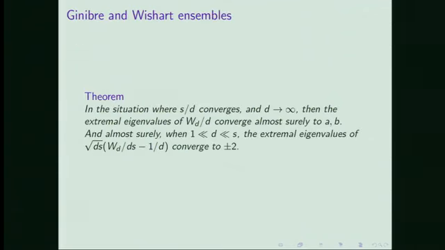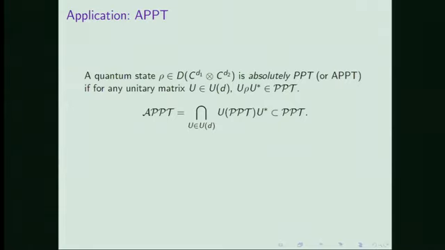So let me, as promised, start with one application which somehow sets some parallel with what Guillaume and Staszek are speaking about. So I will speak about this property in quantum information which is called absolutely positive partial transpose, so APPT, which just means that my state in D of C^D1 tensor C^D2, I have these two states. It is PPT, but actually it is PPT with respect to any tensor decomposition that I make.